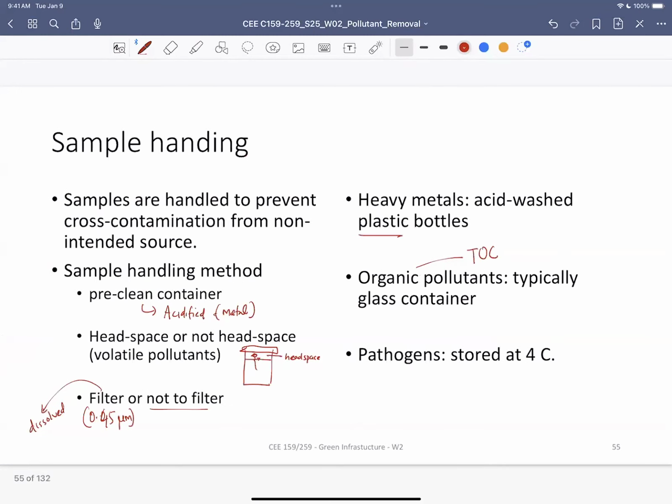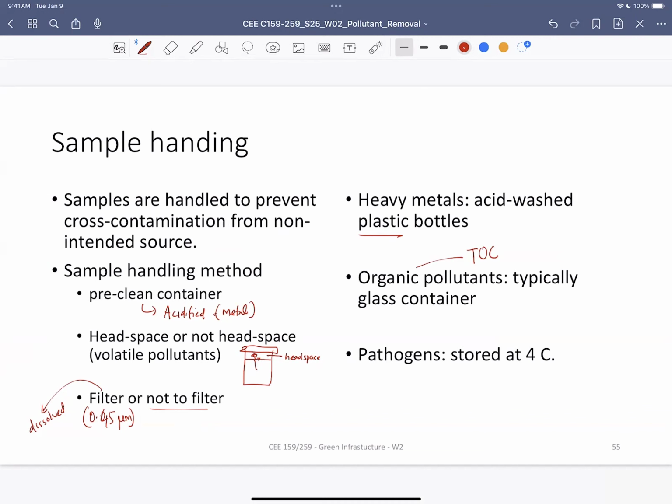It's very important to think of what kind of container. So again, what you learn here is that for metals, mostly use plastic bottles. If you measure TOC or organics, you probably want to use a glass container. And for pathogens, container type doesn't matter as long as it is clean, or it has been cleaned with methanol or irradiation so that you have no bacteria there, and you have to store them quickly at 4 degrees Celsius so they don't multiply.